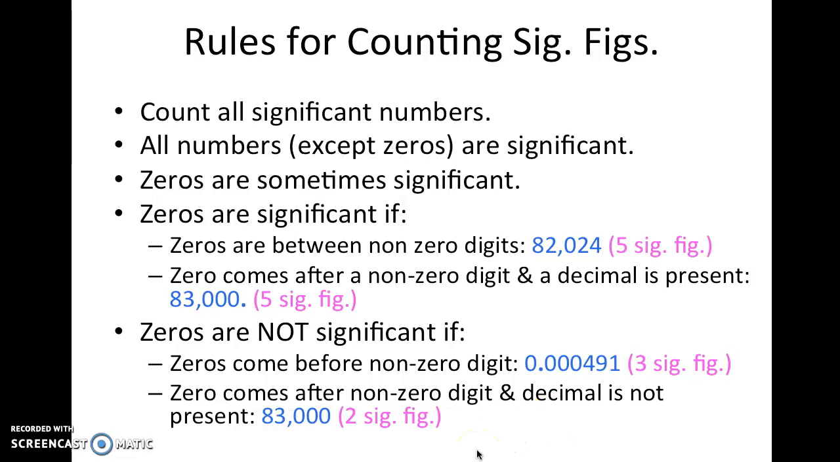The last case where zeros are not significant is when they come after a non-zero digit and a decimal place is not present. So there's no decimal in this number. So we can't count these zeros as significant, which we did in the previous example where there was a decimal place. So in this case, there's only 1, 2 significant figures here.